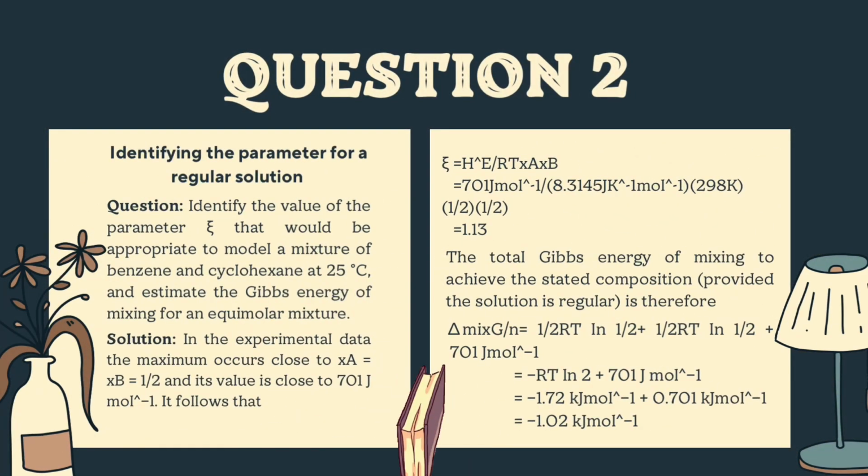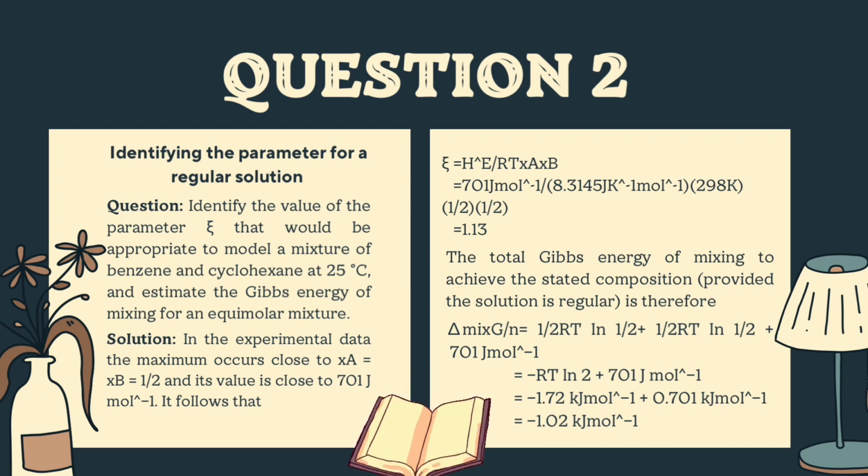Question 2 is identifying the parameter for a regular solution. The question is to identify the value of the parameter Z that will be appropriate to model a mixture of benzene and cyclohexane at 25 degrees Celsius and estimate the Gibbs energy of mixing for an equimolar mixture. The solution is, in the experiment data, the maximum occurred close to x1 equal to xB equal to 1 over 2 and its value is close to 701 joule per mole.